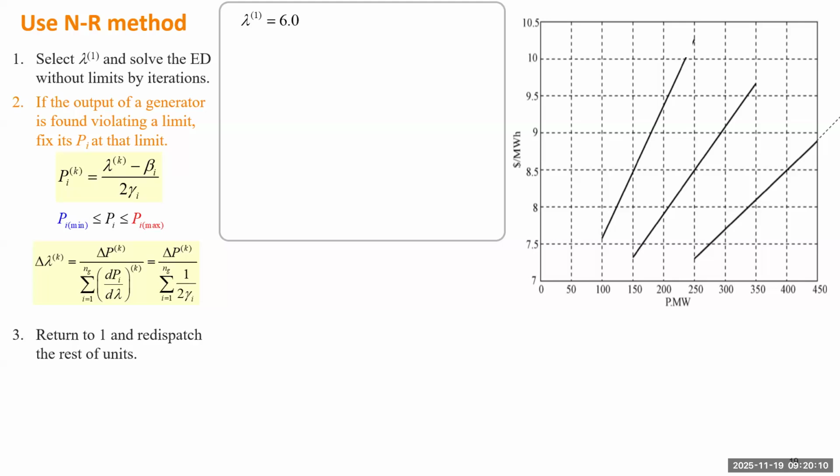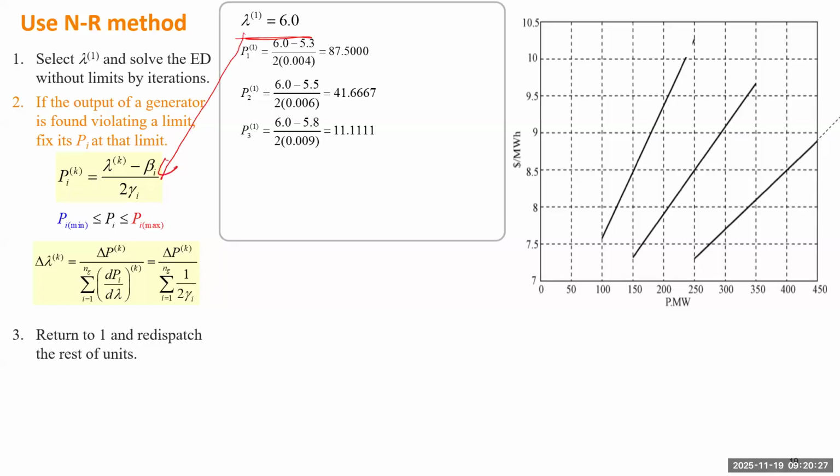We actually pick a value, 6, right? From the previous slides, we know this is much lower than the final answer. The final answer is around 9, at least $9. But here we start with 6. We plug in that initial guess to the first equation. This one gives you the generator output. We have 3 outputs, and you can do a quick math. The total is much lower than the target, 975.